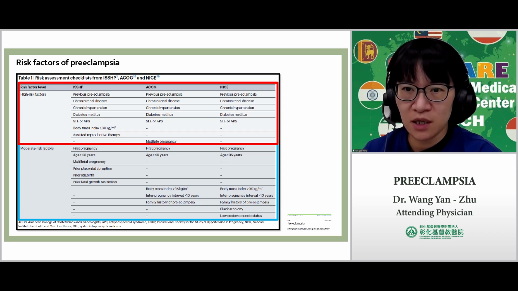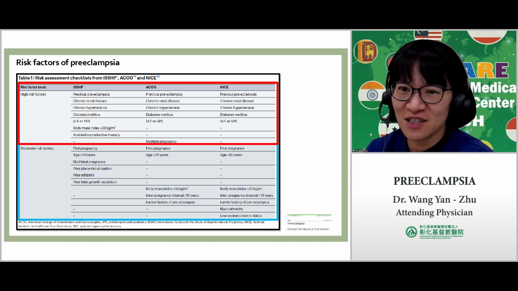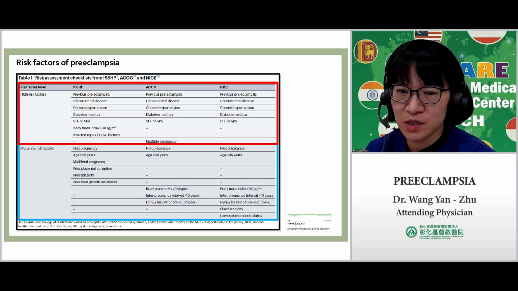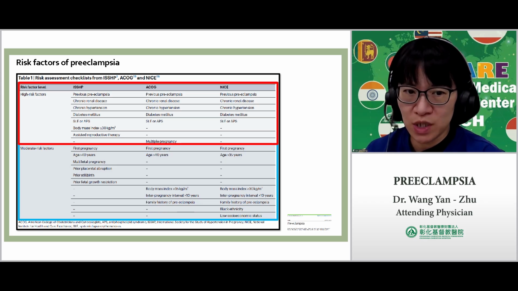So for ISSHP, ACOG and NICE, these are the three major guidelines we will look up to. For the high risk groups, we have things in common, like I told you before: previous preeclampsia, chronic renal disease, chronic hypertension, diabetes mellitus, lupus patients or APS patients. But ISSHP is more strict, so we can see a BMI over 30 is a high risk group. Here in the ACOG and NICE guidelines, a BMI of more than 35 is a moderate risk group. So as I said before, it's your own decision to find the high risk groups. If you want to be more strict, we can use this one.